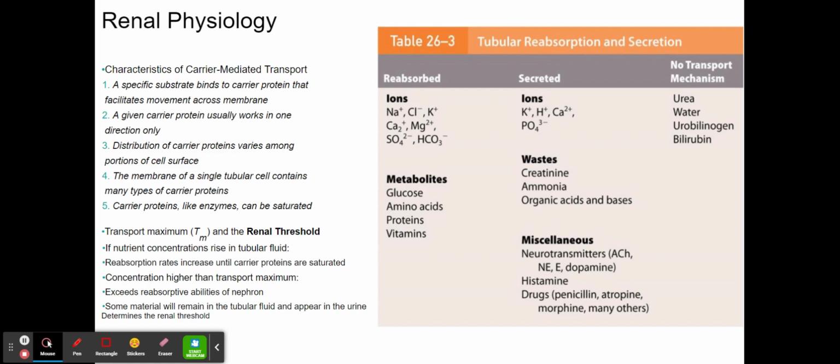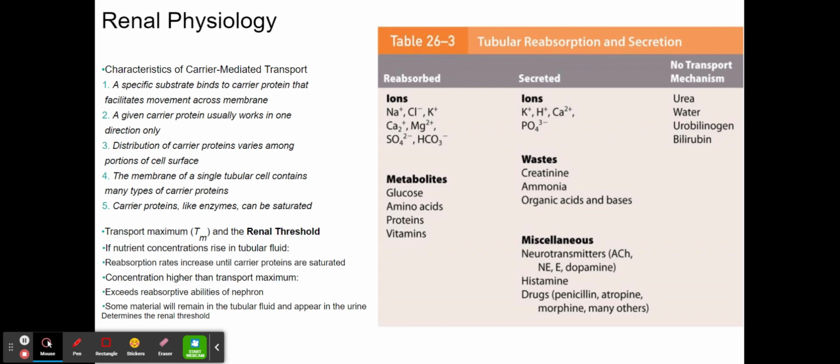3. The distribution of carrier proteins can vary among portions of the cell surface. Transport between tubular fluid and interstitial, or peritubular, fluid involves 2 steps. First, the materials must enter the cell at its apical surface. Then the material leaves the cell at its basolateral surface and enters the peritubular fluid. Each step involves a different carrier protein. For example, the apical surfaces along the proximal convoluted tubule contain carrier proteins that bring amino acids, glucose, and many other nutrients into these cells by sodium-linked cotransport. In contrast, the basolateral surfaces contain carrier proteins that move those nutrients out of the cell by facilitated diffusion.